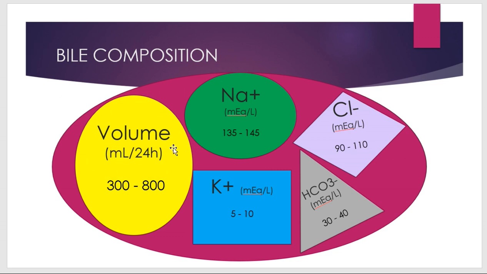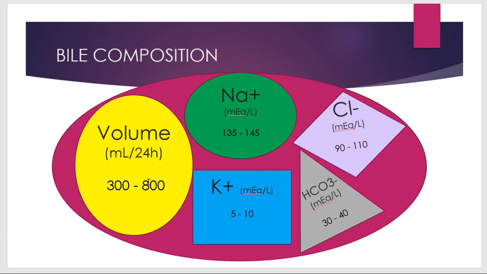The first component is volume in milliliters per 24 hours here, right? So in bile, the volume secreted every day is around 300 to 800. This is a range. In medical science, whenever somebody is asking you any question or any value, always prefer to tell a range, right? Don't prefer saying a single figure.